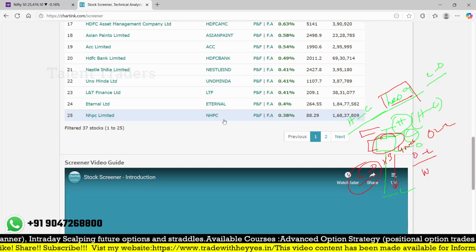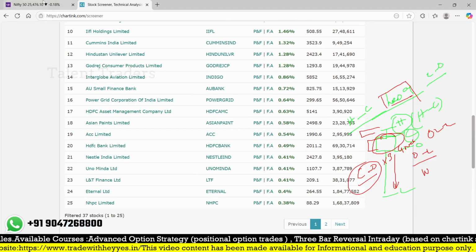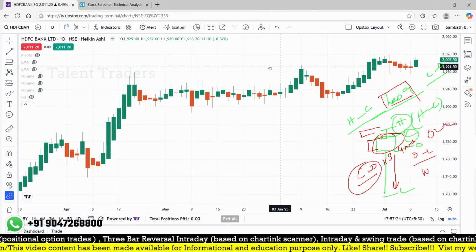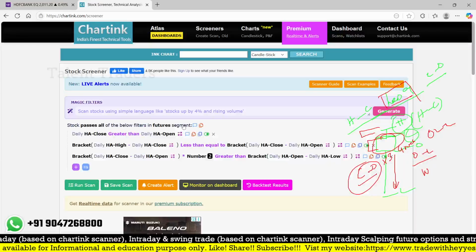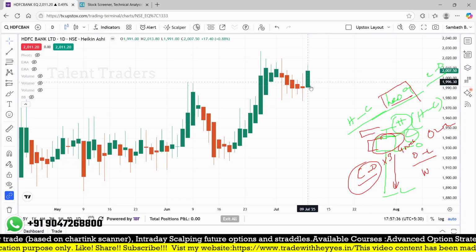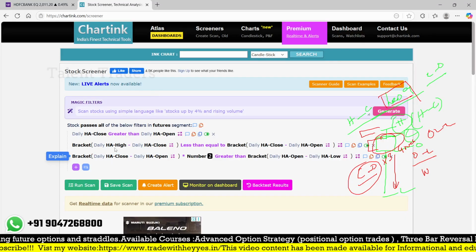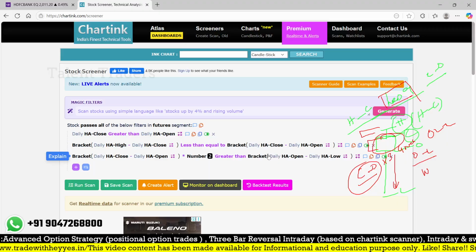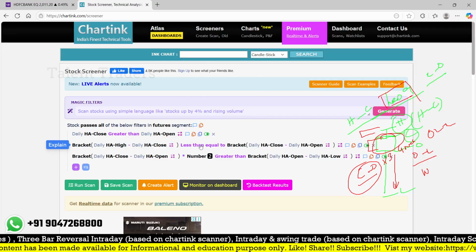Many stocks came, so this much of stock is not possible. It's almost 37 stocks. Let me go for HDFC Bank. What is it? This is a big candle. Something mistake we made. Close minus open, that green candle that works. Closing minus open. Okay, so here less than. Okay, it should be greater than.